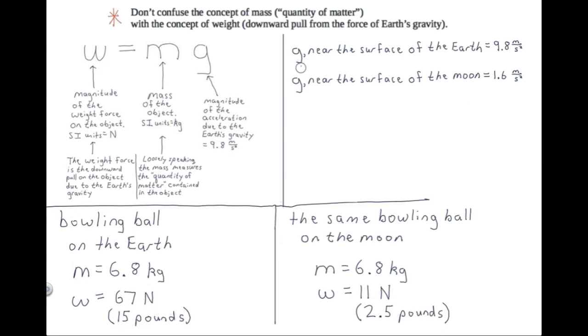The constant little g is smaller on the Moon than it is on the Earth. So this formula confirms that the bowling ball will weigh less on the Moon than on the Earth, even though the ball will have the same mass in both locations. Well, I hope that this example helps you to see that mass really is a different concept than weight.